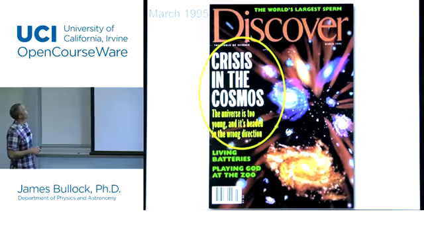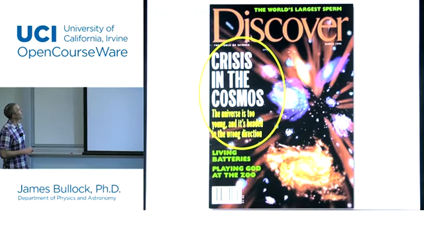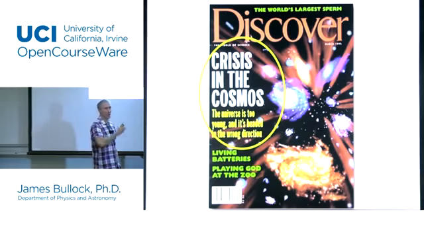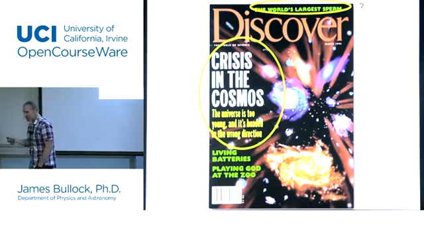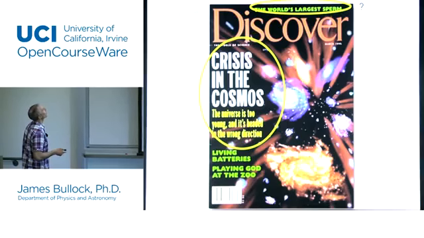And proof of this is the cover of Discover magazine of 1995, that famous magazine Discover. And the crisis in the cosmos, this is the stuff that popular science articles talk about: we don't understand what we're doing, there's this big crisis going on. So then, what are we going to do after this, right? So then everyone else just read that article.